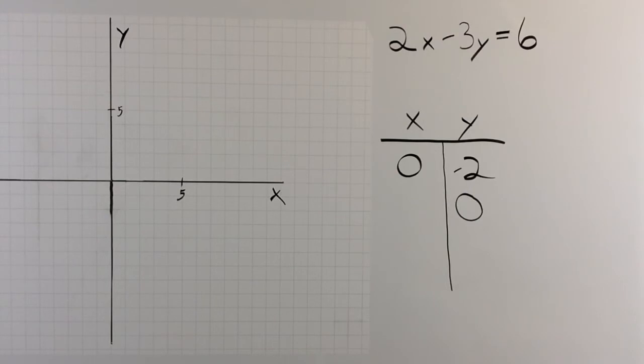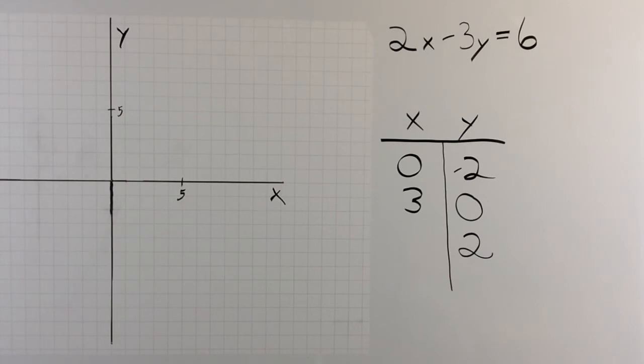Then 2x equals 6. 2 times 3 is 6, so the value for x there would be 3. So the x-intercept is 3, which means our line is going to cross the x-axis at point 3. And like we've discussed before, we only need 2 points to draw a line, but we use a third point as a check. Why don't we do positive 2 for y?